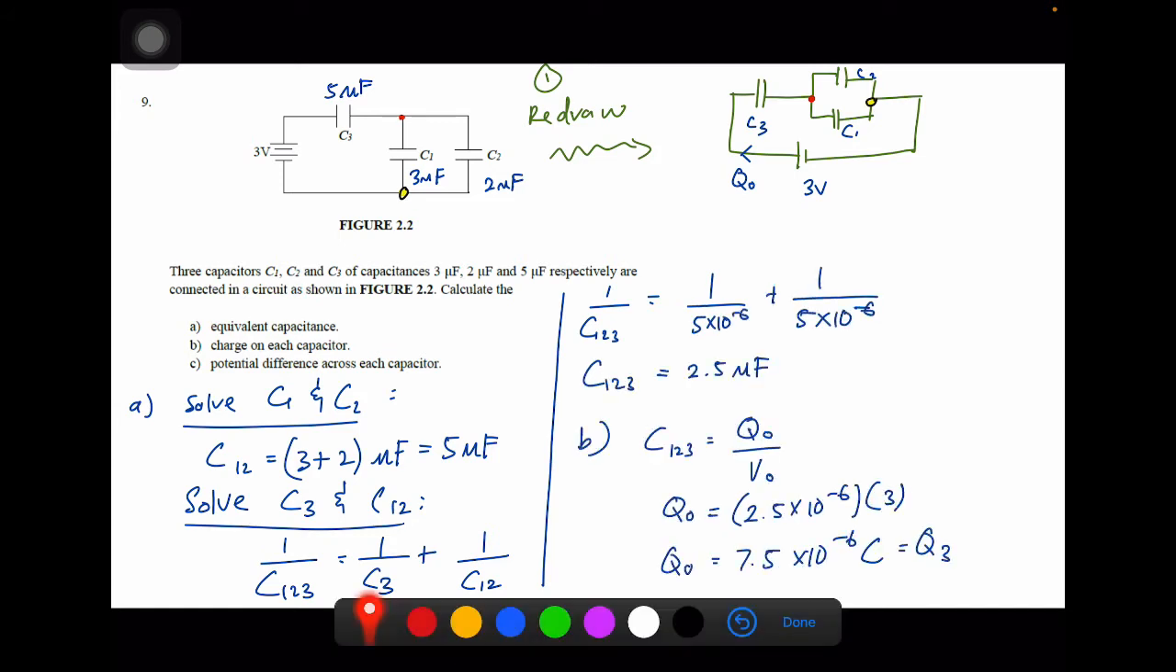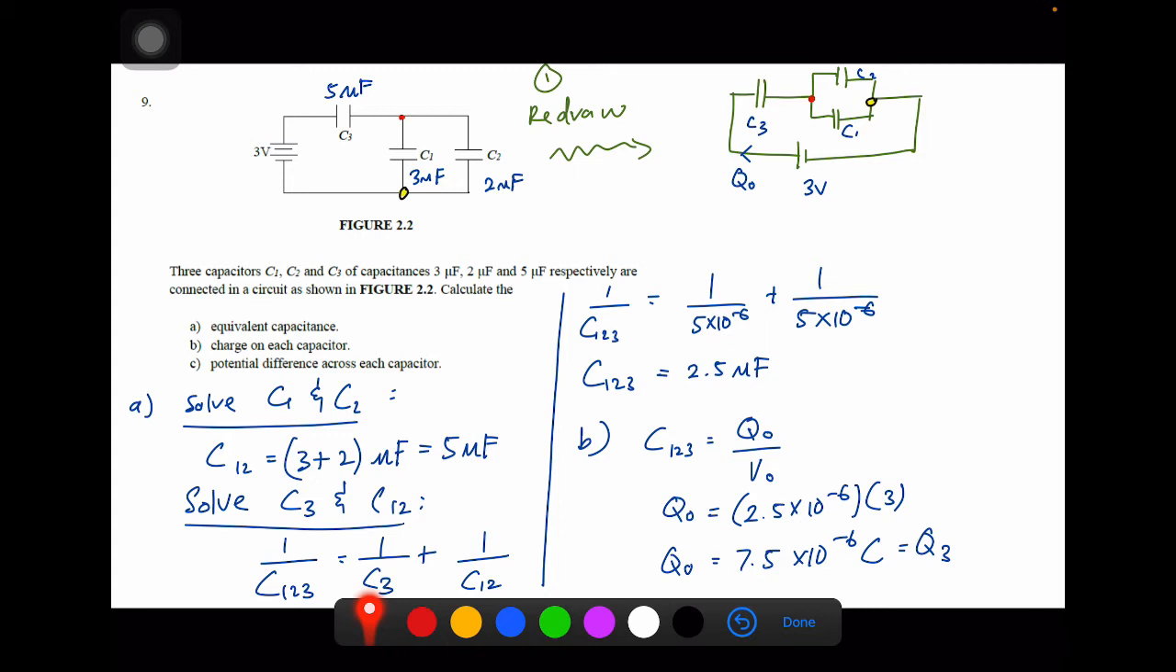Next, find the charge on each capacitor. This one you have to think a little bit. So you want to find Q at C3, C1, and C2. You need to realize the behavior of charge: as long as it is in the same line, where the charge didn't go through any junction, the charge will remain the same. Maksudnya kalau charge tu tak lalu apa-apa simpang, the charge tu sama je.